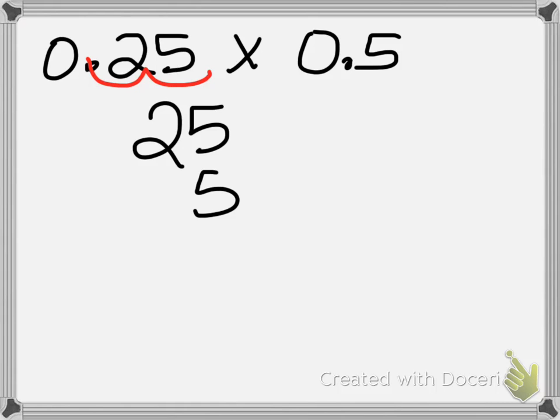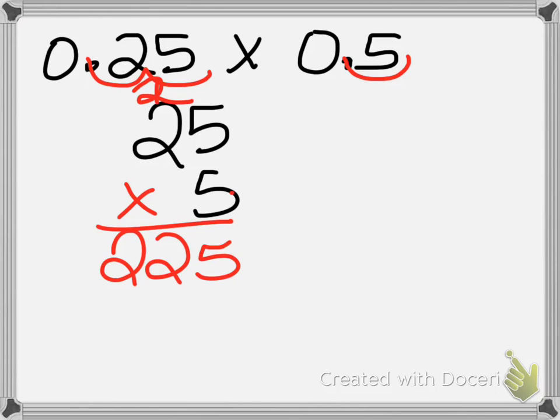See here I have 25 and 5. And when I multiply these together, 5, carry my 2, 10, I get 225. Okay, and then I look at my decimal places that I've moved. So I moved 2 places. I moved 1 place. 1 plus 2 is 3.